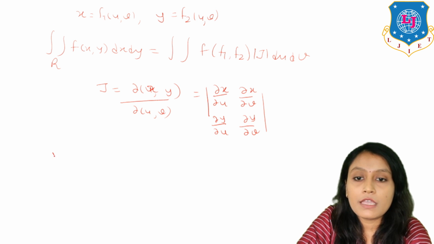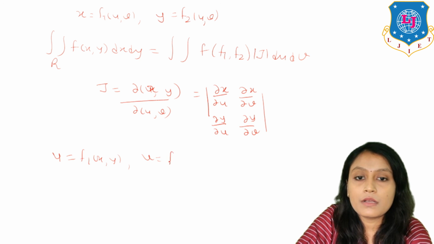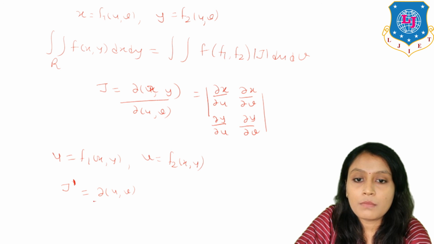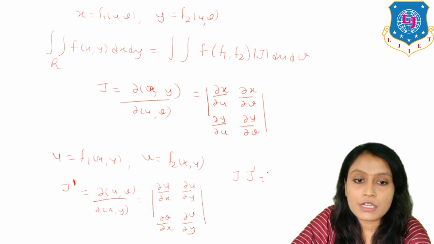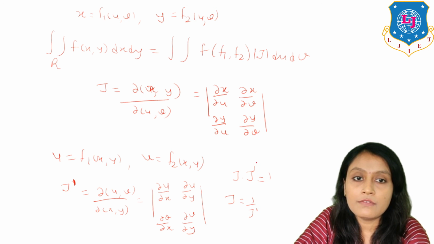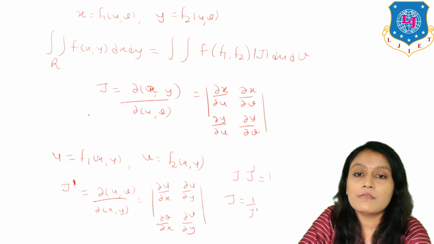And if we are given that u is some function of x, y and v is another function of x, y, then we will find this J', and it is given by ∂(u, v)/∂(x, y), and it can be expressed as ∂u/∂x, ∂u/∂y, ∂v/∂x, ∂v/∂y. And we have this identity, that is J·J' = 1. So from this we will get our J as 1/J', and then again we have to substitute in this and evaluate the integral.